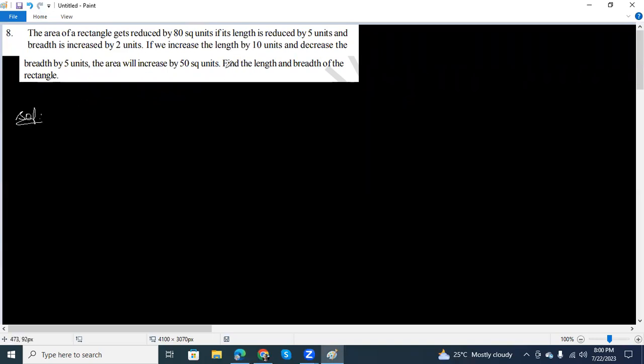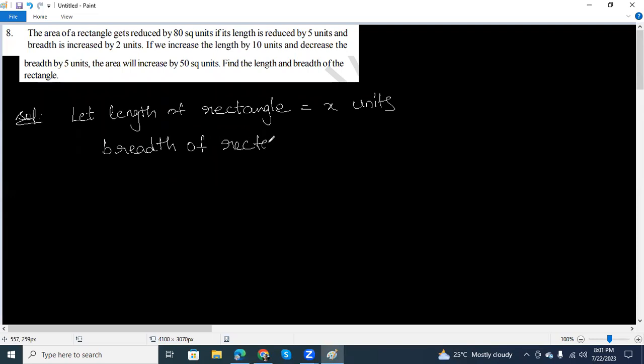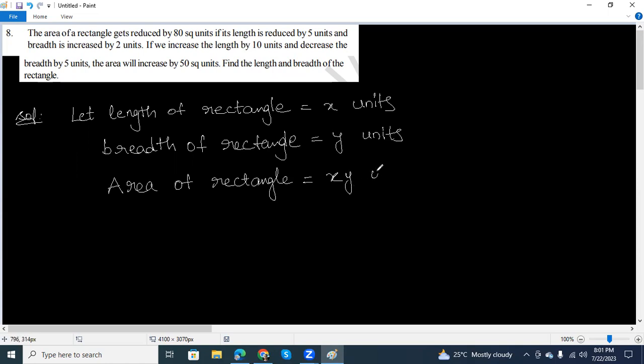Solution. So our finding is area, length and breadth, right? So let the length of the rectangle be x units. Breadth of the rectangle is y units. Since we are talking here about the area, the area of the rectangle is x into y, because length into breadth, xy square units. Area will always be in square units.